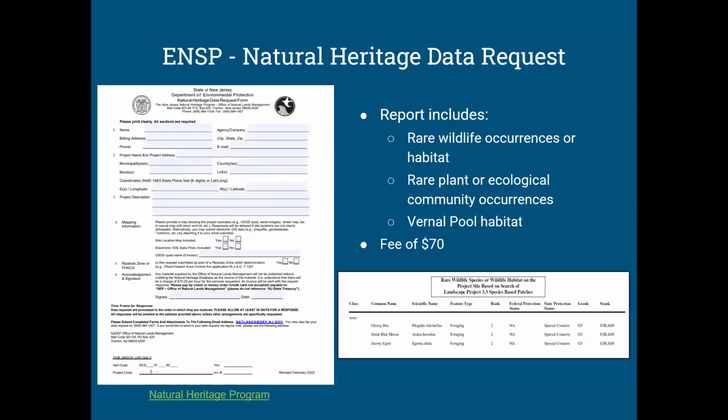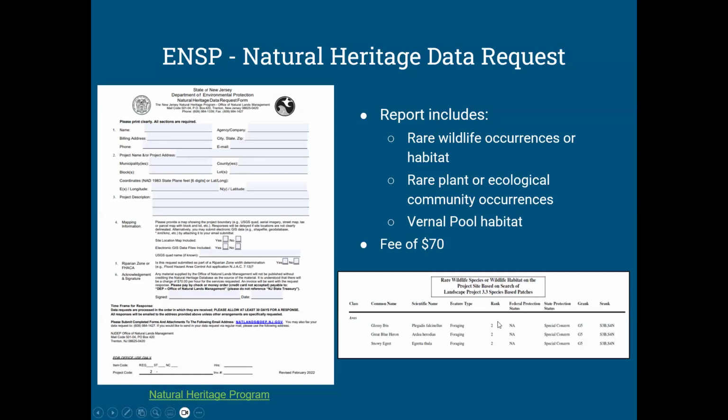And then this is the formal natural heritage data request. There are links on these slides as well, so you can take a look at them. But it's a very simple 1-page form. And basically, you just have to tell them where you are. And you get all of the wildlife occurrences, plant and ecological community occurrences, as well as vernal pools. And the fee is $70.